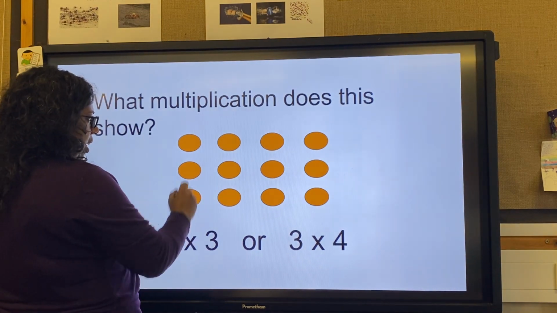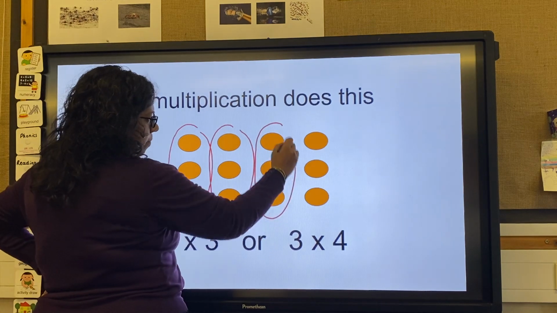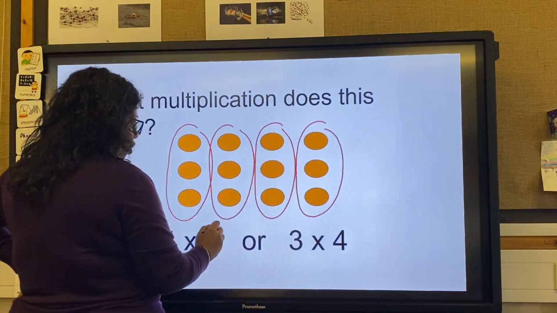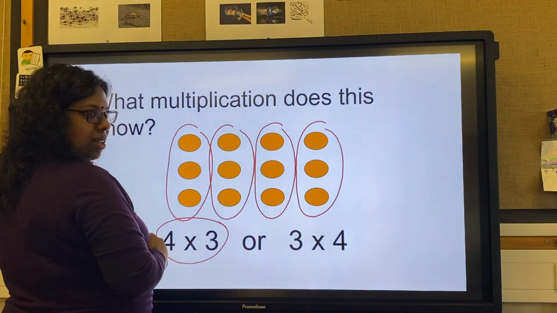4 times 3, I can see 4 groups. That's my 4 times 3. And in each group, I have 3. 4 groups of 3. There we go.